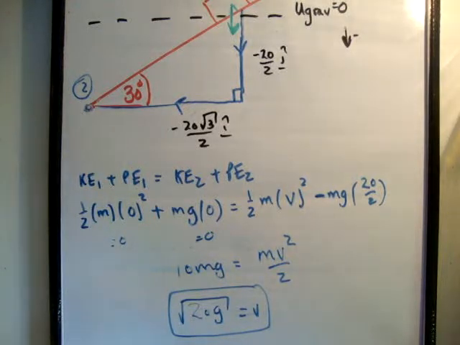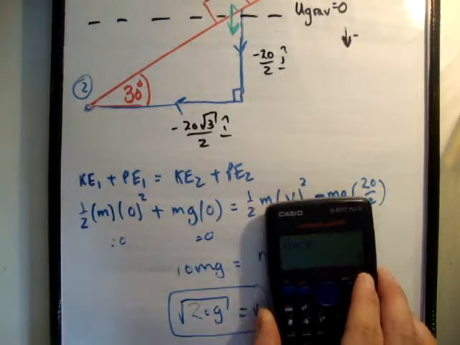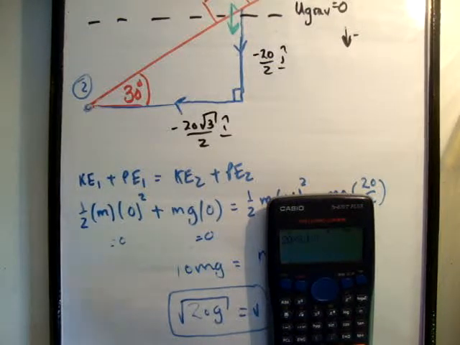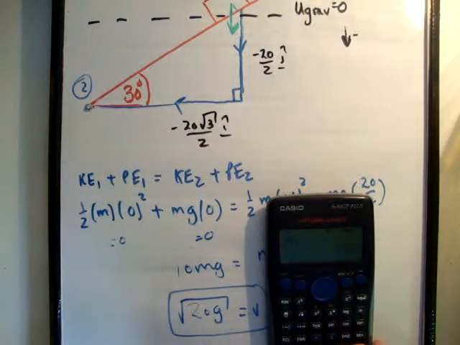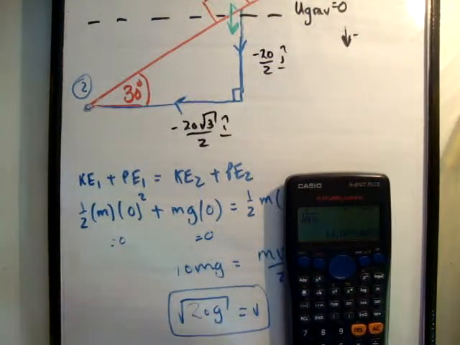We have to find its final speed, so let's go ahead and do that. 20 multiplied by 9.81, root of the answer, 14. So bear with me one moment while I check that answer.